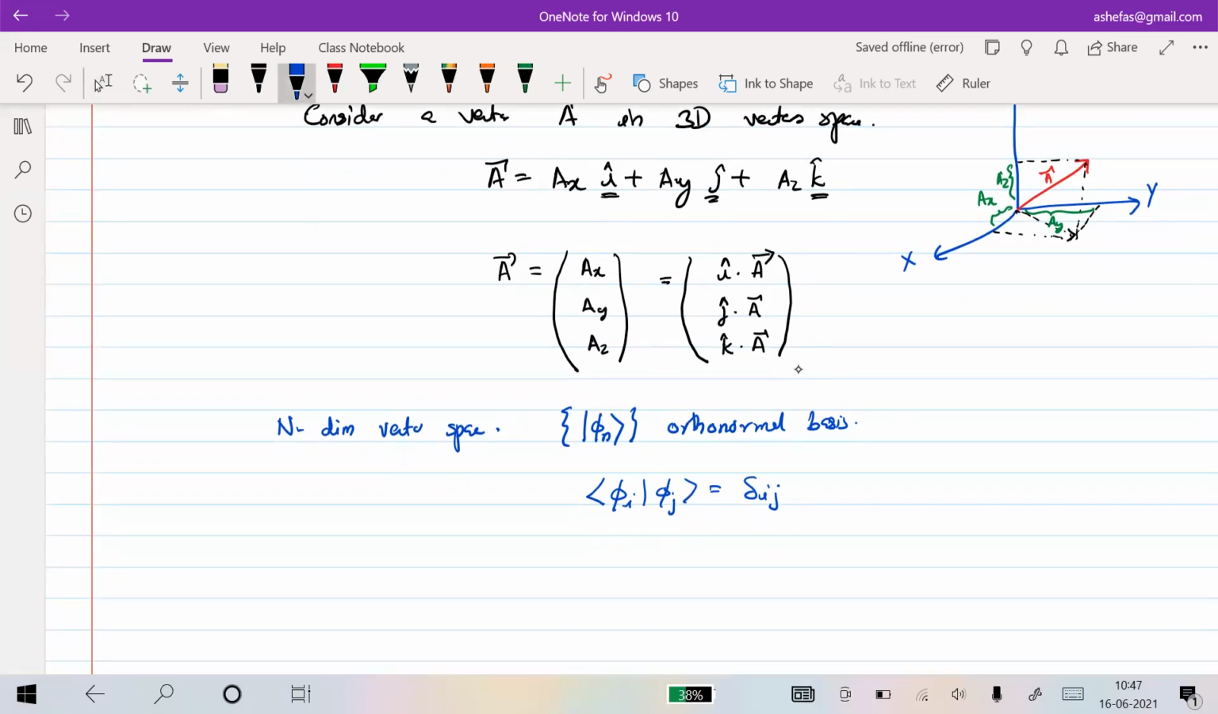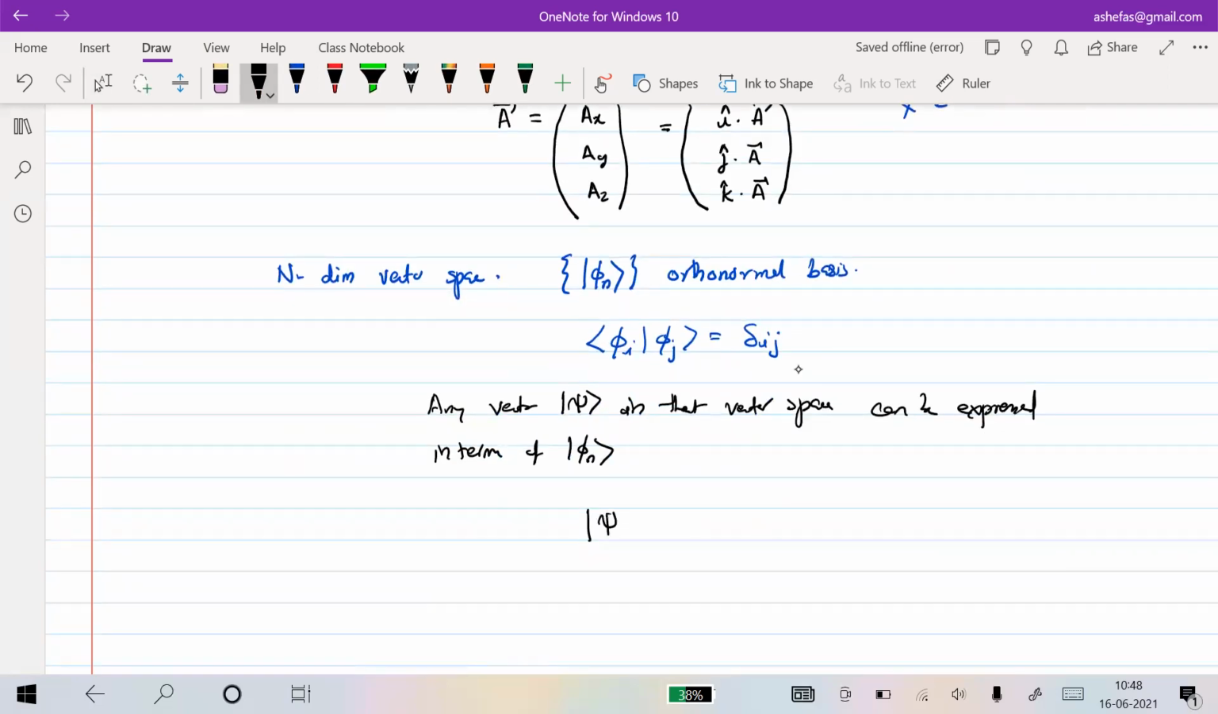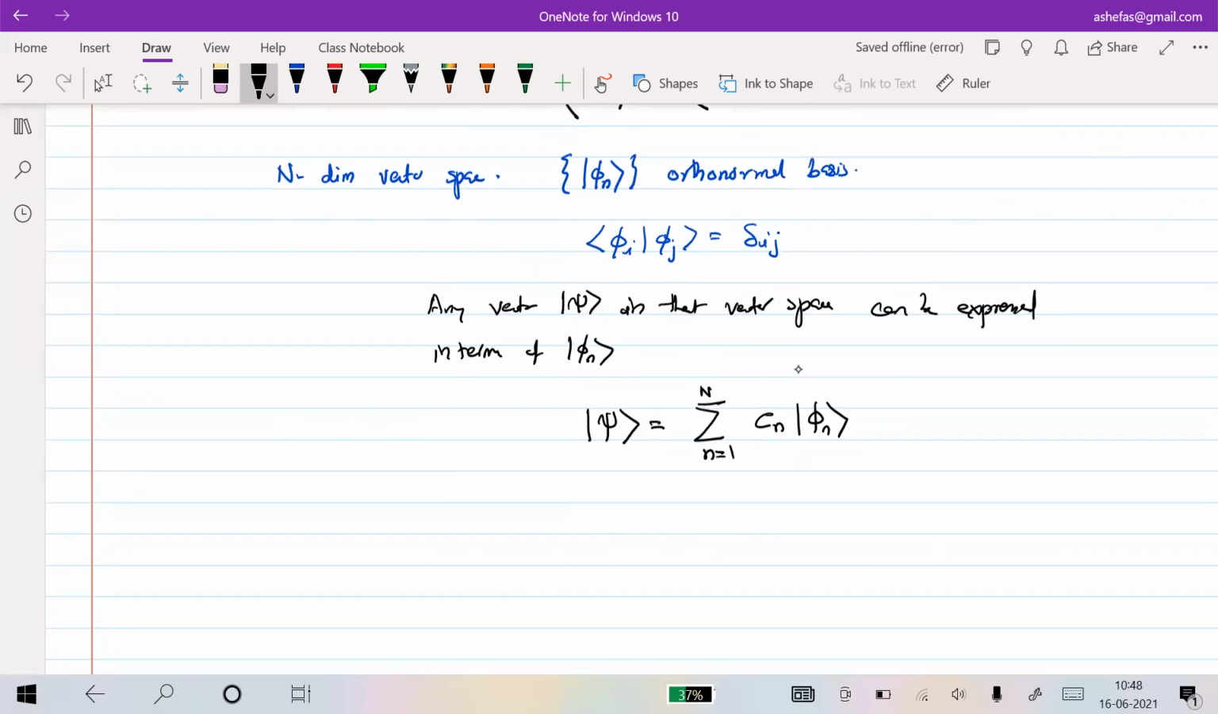Since the set of kets phi n are an orthonormal basis, we can expand any vector psi in that vector space in terms of phi n. How can we write that? The vector psi can be written as the sum over n from 1 to capital N, where capital N is the dimension of that vector space, of the expansion coefficient Cn times phi n. This Cn is the coefficient of the vector psi along the direction of the ket phi n.